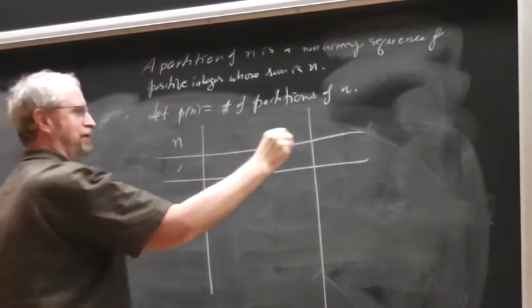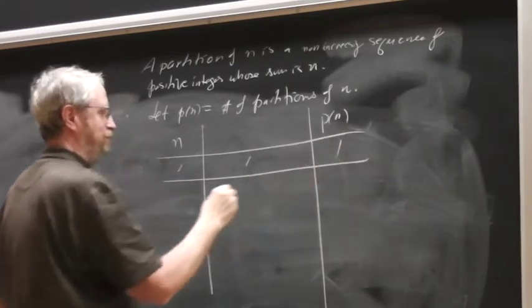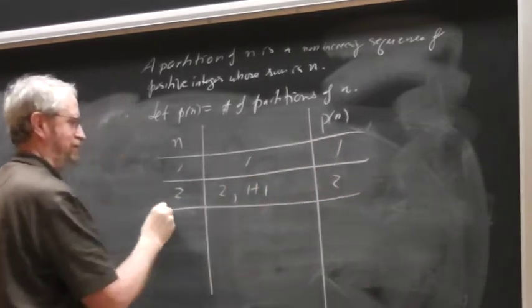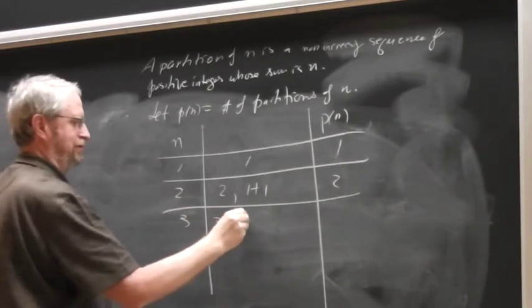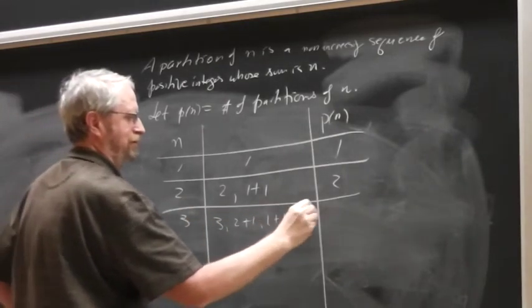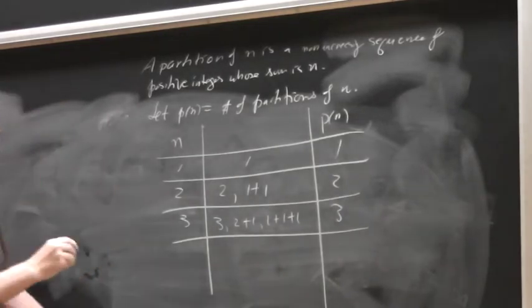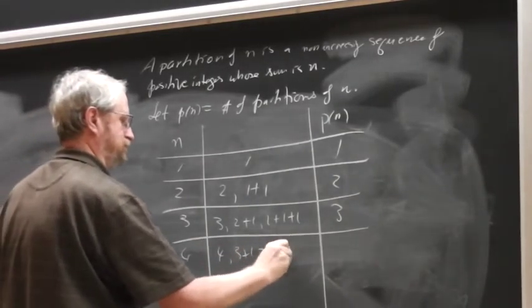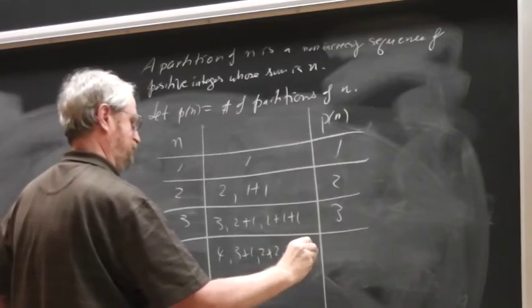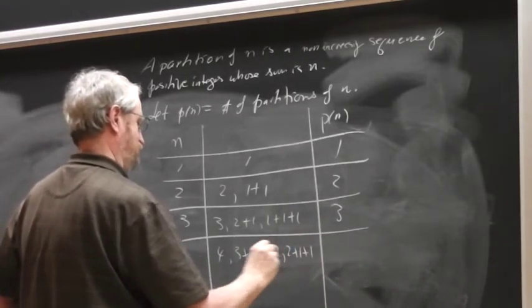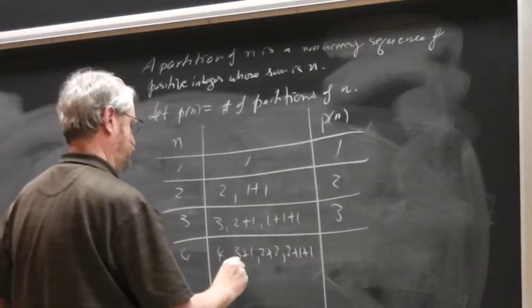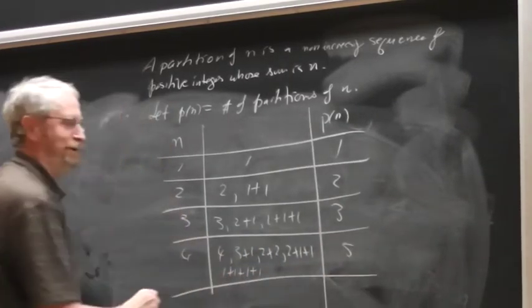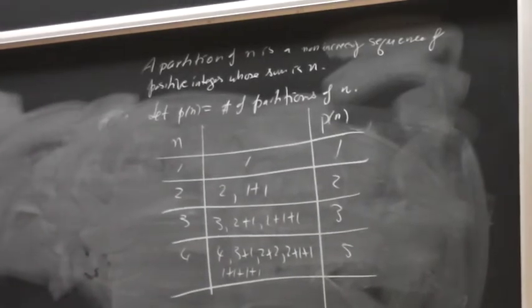Okay, so as a small table, there's only one partition of 1, 2 partitions of 2, 3 partitions of 3, 5 partitions of 5.